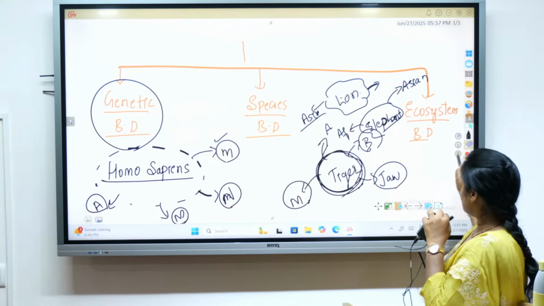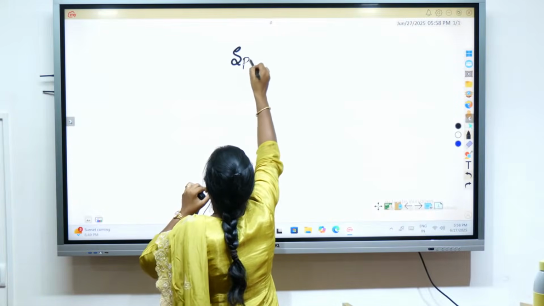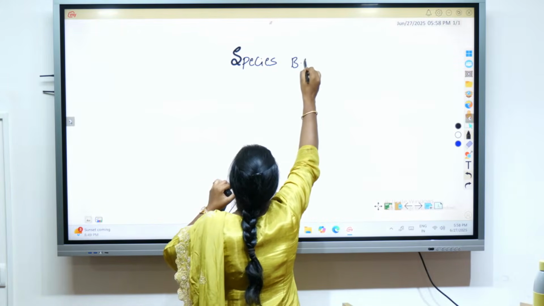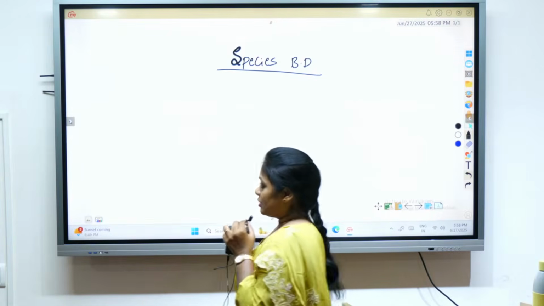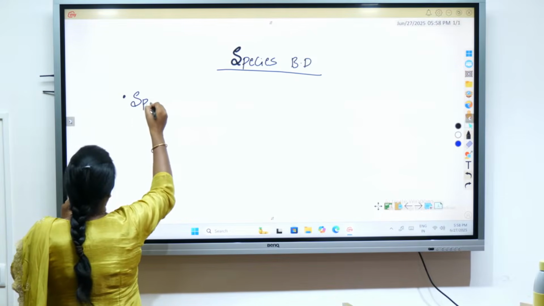Next one, species biodiversity. Again, you should understand two keywords before understanding this species biodiversity. There are two keywords. One is species richness.